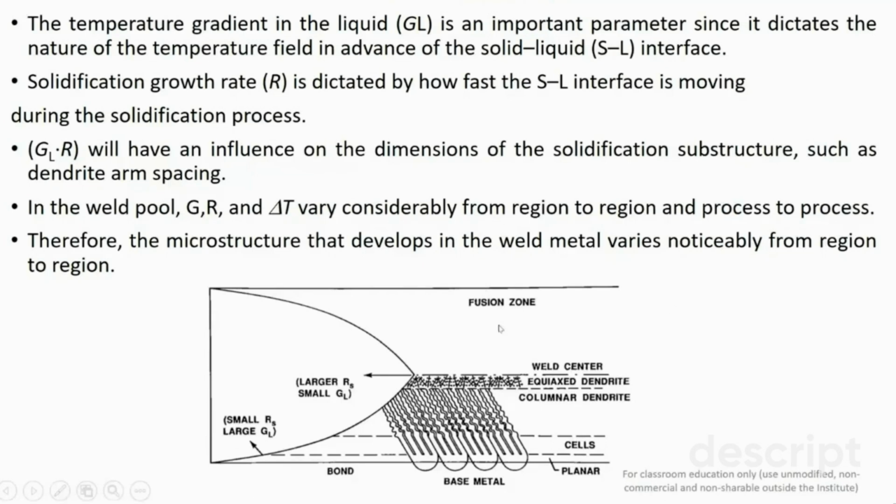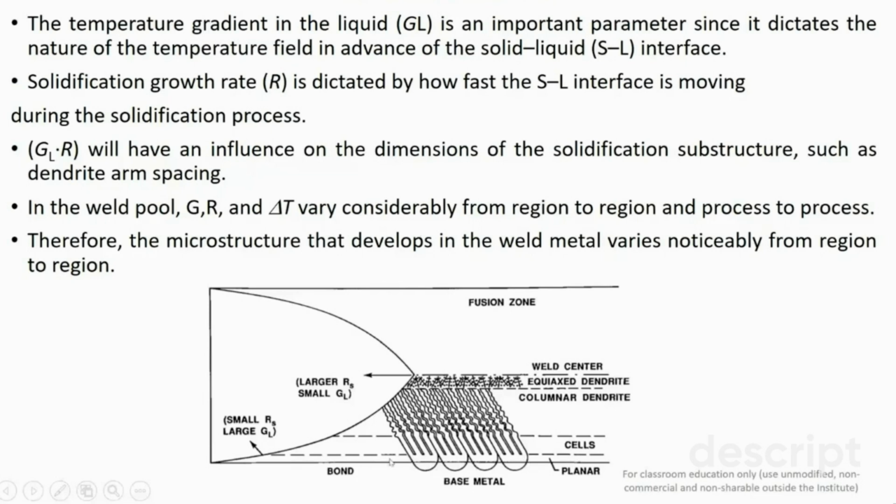Above and below it, there is a base metal. They have represented the central portion of the weld bead, and the welding is carried out in this direction from right to left, and this part has already been solidified. You can observe that there is a variation in the microstructure.